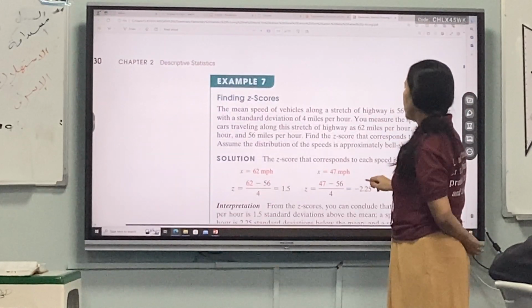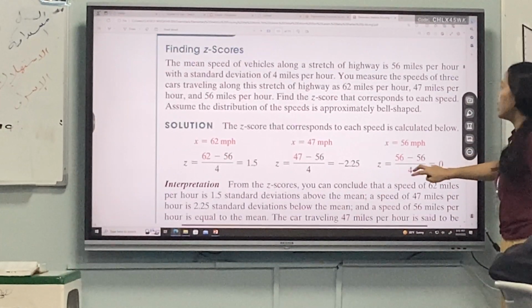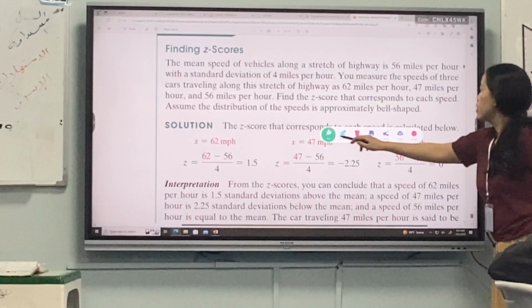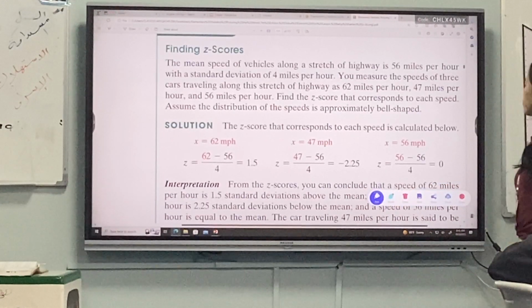Okay, so let's have an example. Since you're already studying, will you please read and analyze? The mean speed of vehicles on a stretch of highway is 56 miles per hour, with a standard deviation of 4 miles per hour. You measure the speeds of 3 cars traveling along the stretch of highway at 62, 47, and 56 miles per hour. Find the z-score that corresponds to each speed, and assume the distribution of the speeds is approximately bell-shaped. When we talk about approximately bell-shaped, that is a normal distribution.